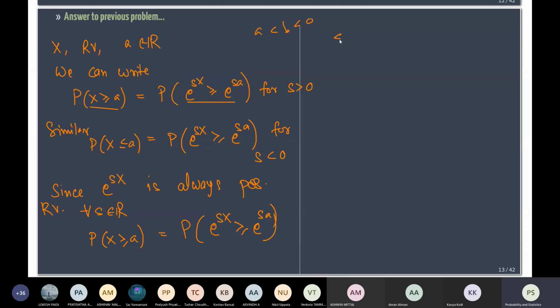And this is less than or equal to, now I'm applying the Markov here. Applying Markov, I have the expectation of e to the sX divided by the value e to the sA, right? So this is by Markov. And similarly for the other case.